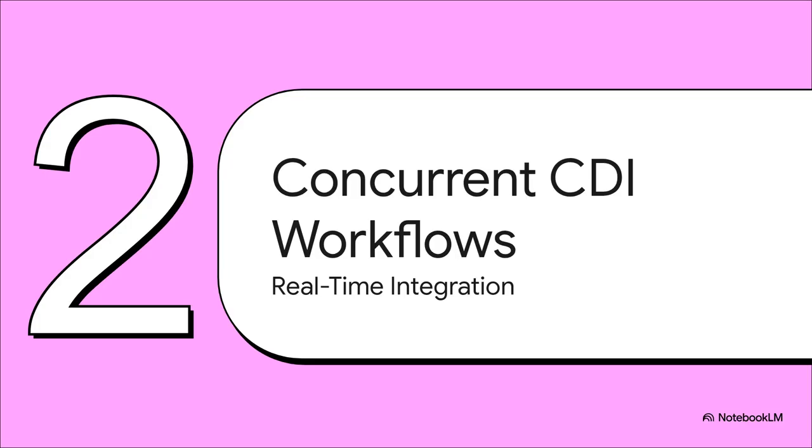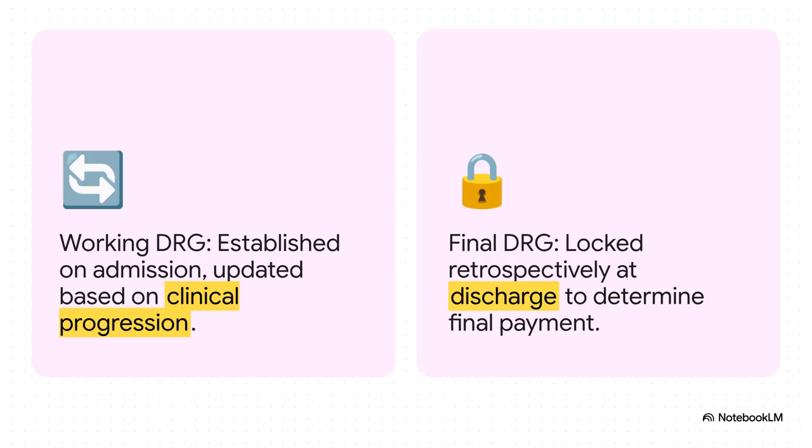Moving right along to Section 2, concurrent CDI workflows. Now we'll look at the actual mechanics of the working DRG versus the final DRG. When a patient is admitted, a preliminary or working DRG is established. But here's the thing. As the patient's clinical progression unfolds, maybe they develop acute respiratory failure or their kidney function declines, this working DRG evolves in real time. This is totally different from the final DRG, which gets locked retrospectively at discharge to figure out the final payment. A solid concurrent CDI strategy ensures the working DRG captures every single nuance of the patient's severity of illness way before they ever leave the building.